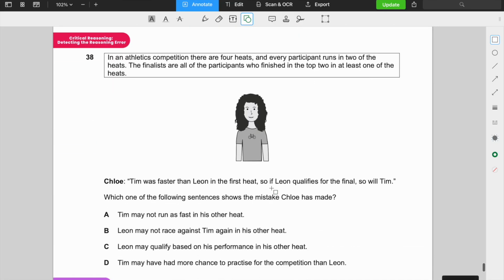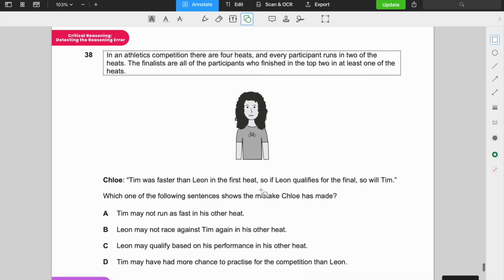All right, question 38. What is a mistake Chloe has made? In an athletics competition, there are 4 heats, and every participant runs in 2 of the heats.